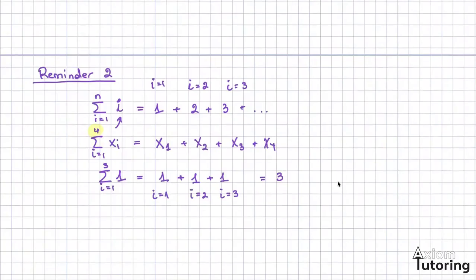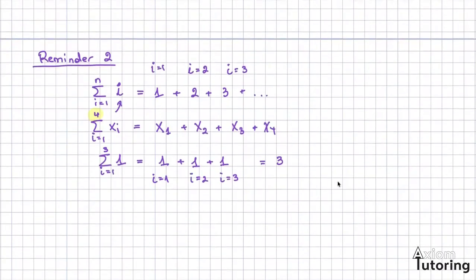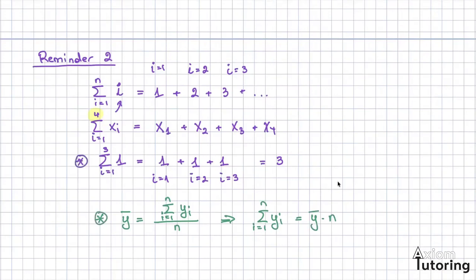Ultimately, this is not so much of a property, but just a reminder of the fact that the average formula is that if I have the average, let's say y bar, this is the sum for I from 1 to n of all of my y's divided by n, which means that I can rearrange this and rewrite the sum of all of my yi's as equal to y bar times n. Okay, I would like you to remember these two because we are going to use them extensively in the proofs.